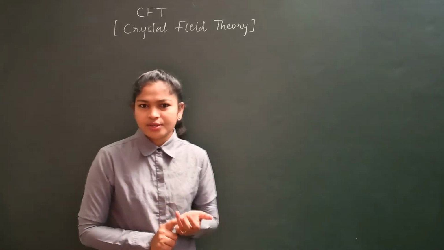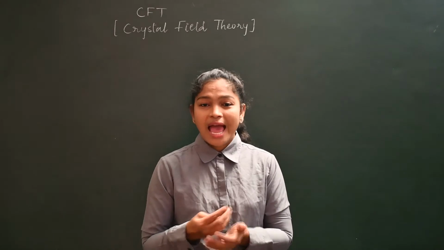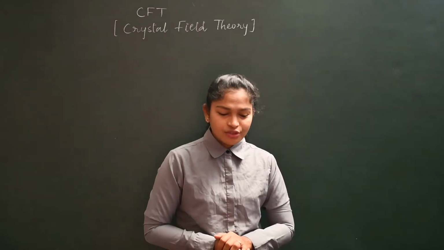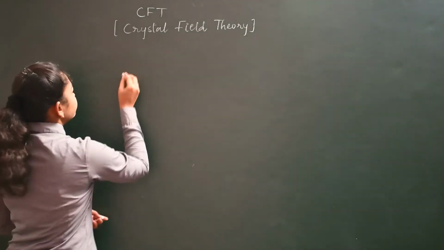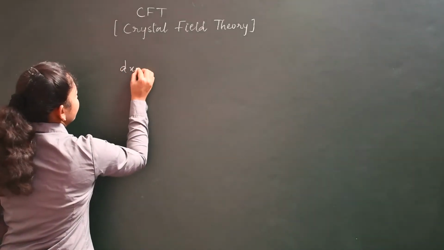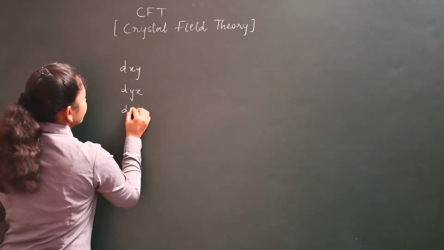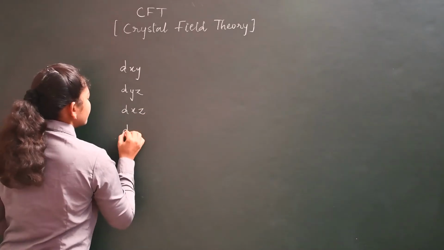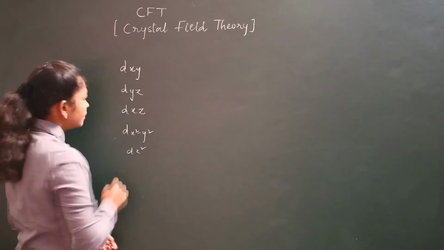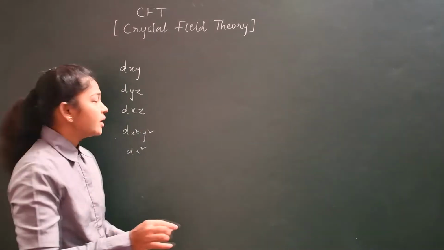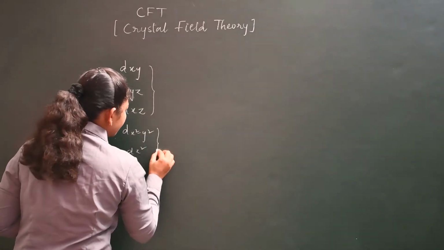In octahedral geometry, how are we going to get the splitting energies? The splitting happens in the d orbitals. As you know, how many d orbitals do we have? 5 d orbitals: dxy, dyz, dxz, dx square minus y square, and dz square. In this, these 3 orbitals are different and these 2 orbitals are different.